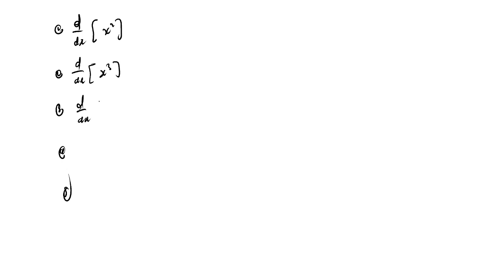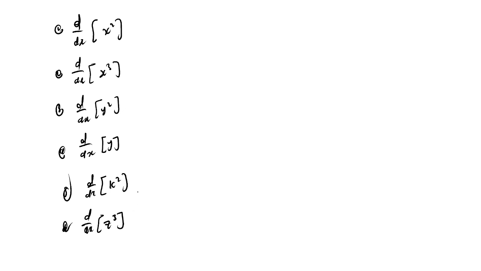Let's say maybe you have number 1, 2, 3, 4, 5. Let's say maybe you have d over dx of x squared, d over dx of x cubed, d over dx of y squared, d over dx of y, d over dx of a squared, and then d over dx of z cubed.